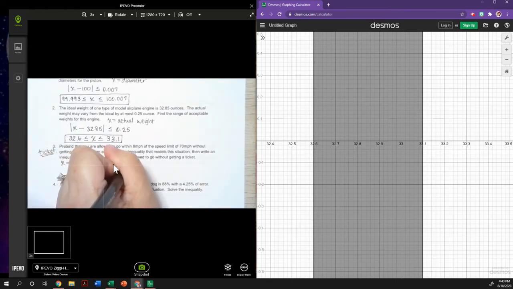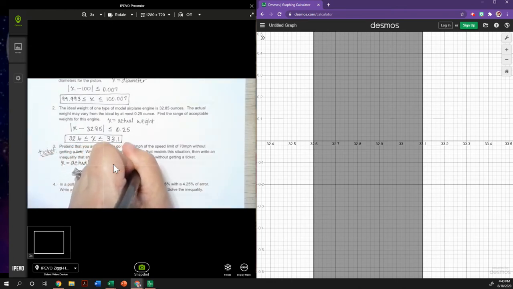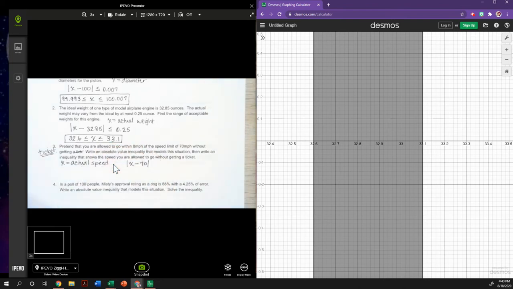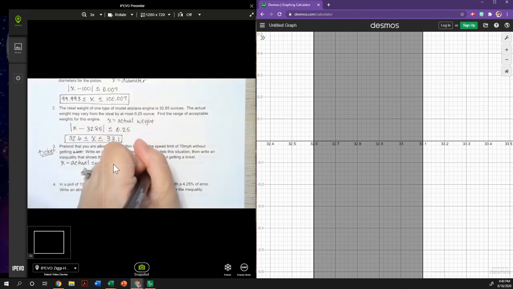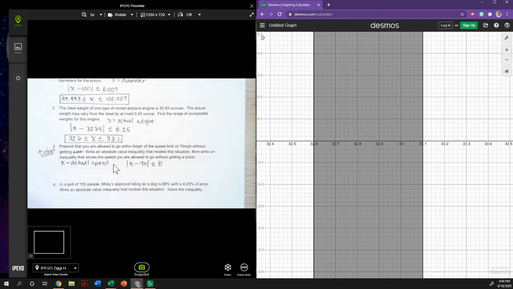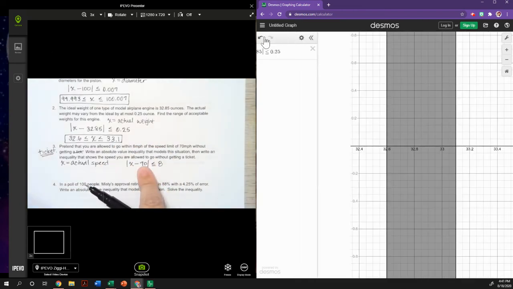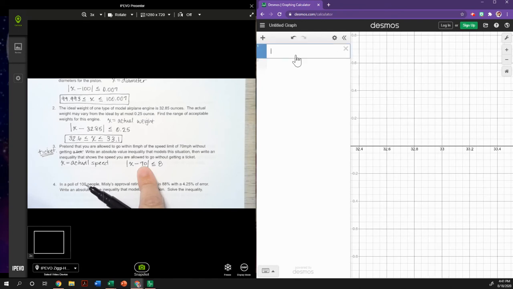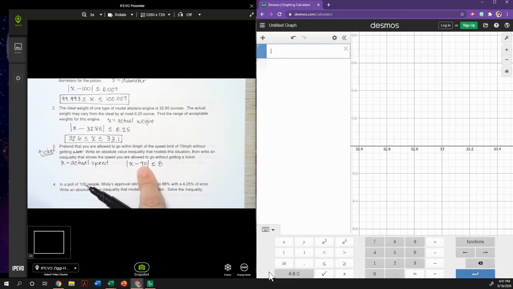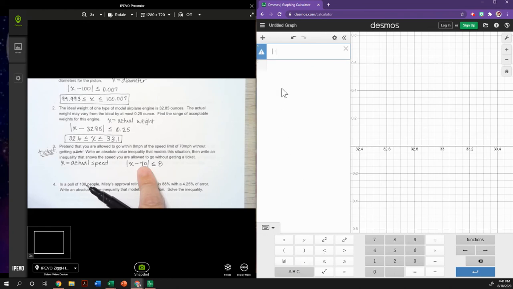All right, so I'm going to take the absolute value of my actual speed minus 70, because that's the ideal speed. Okay, and as long as I am within 8, so less than or equal to 8. Okay, all right, so now I'm just going to go back here. Let's verify what I pretty much could figure out on my own. Okay, so |x - 70| ≤ 8.